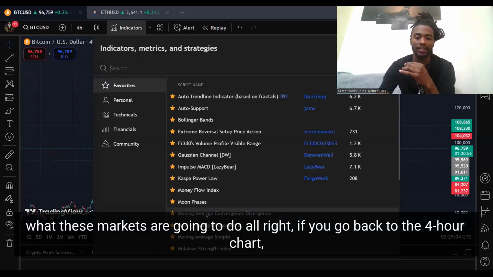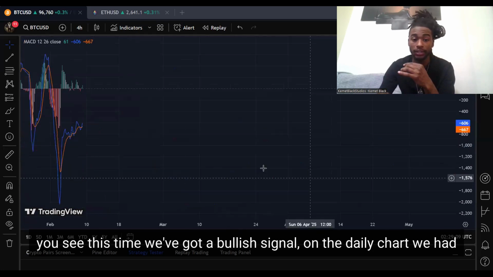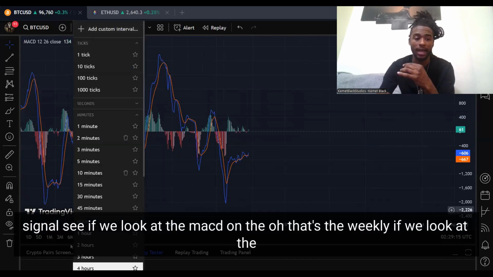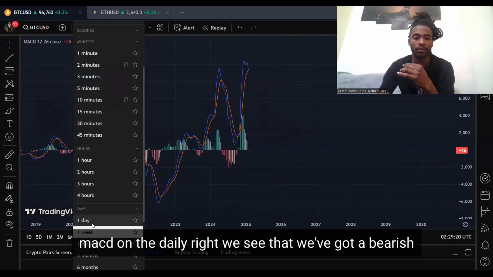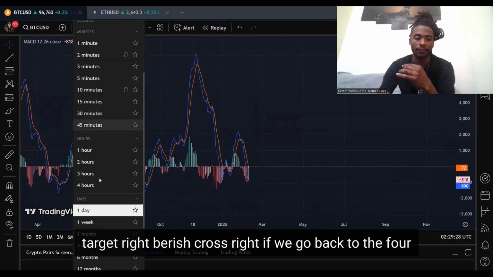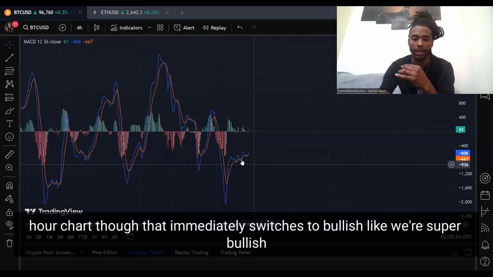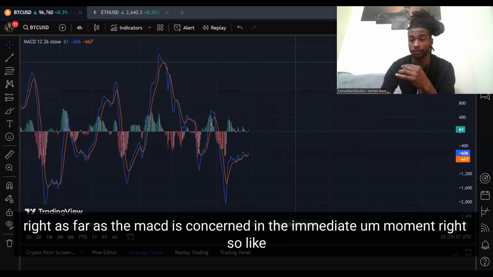If you go back to the MACD, this time on the 4-hour chart, you see we've got a bullish signal. On the daily chart, we had a bearish signal. If we look at the MACD on the daily, we see that we've got a bearish cross. If we go back to the 4-hour chart though, that immediately switches to bullish. We're super bullish, as far as the MACD is concerned in the immediate moment.